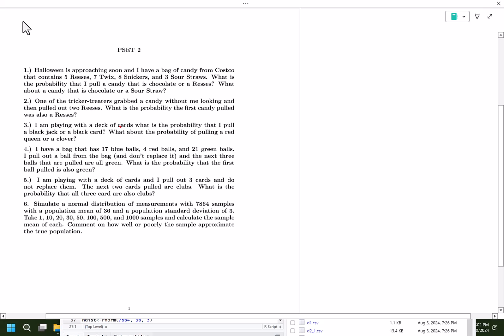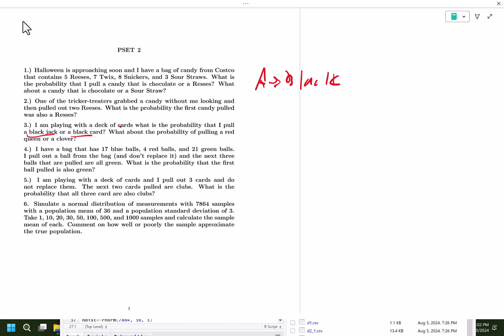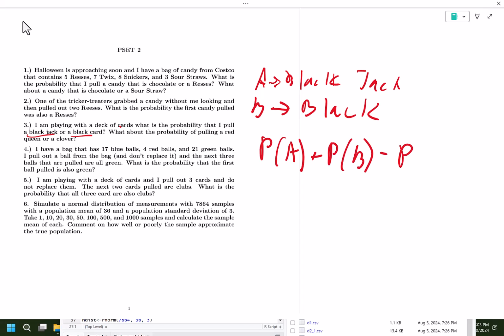What is the probability that I pull a black jack or black card? So remember, A is going to be the probability of black jack. B is going to be the probability for just a black card. These are not mutually exclusive events. So when we're looking at the probabilities, we're going to have to, again, subtract that intersection, or the and. So we're going to do PA plus PB minus PA and B.